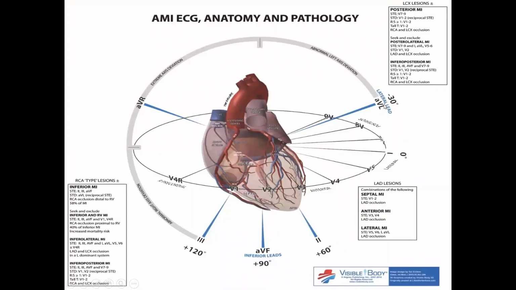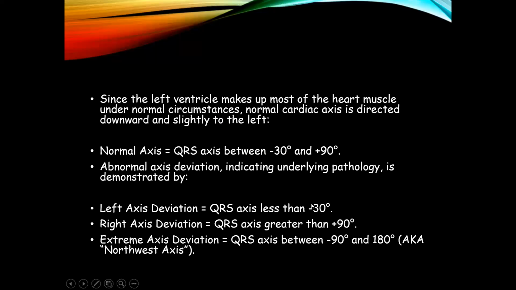The normal cardiac axis is between -30 and 90 degrees. Since the left ventricle makes up most of the heart muscle under normal circumstances, the normal cardiac axis is directed downwards and slightly to the left. Abnormal axis deviation indicates underlying pathology. Left axis deviation is when the QRS axis is less than -30, and right axis deviation is when it is greater than 90 degrees.